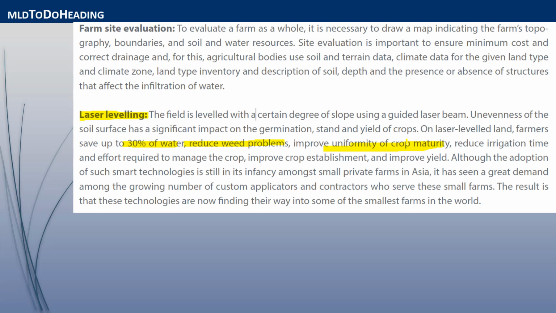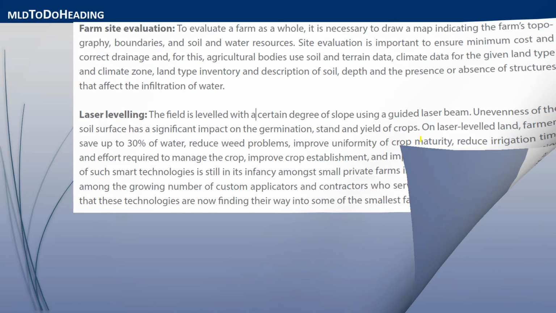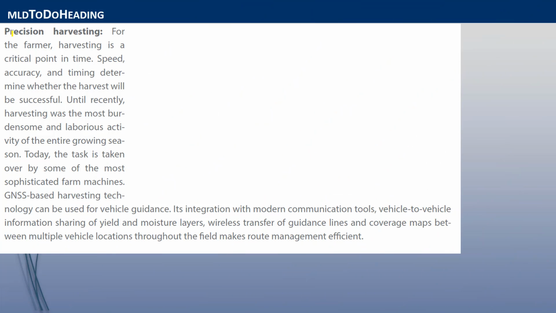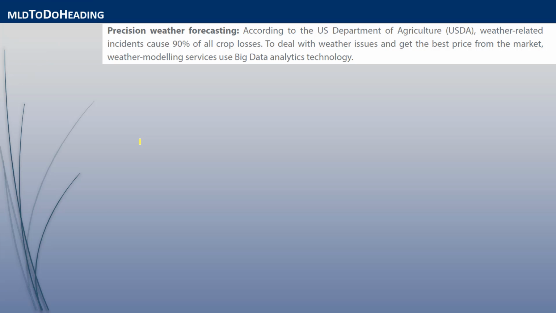So if in a field we have planted rice, there could be certain regions where the growth is lagging behind the rest of the field. So we can do this. Precision seeding and crop monitoring, you can read. And this is precision harvesting. It can also be done with the help of these technologies.